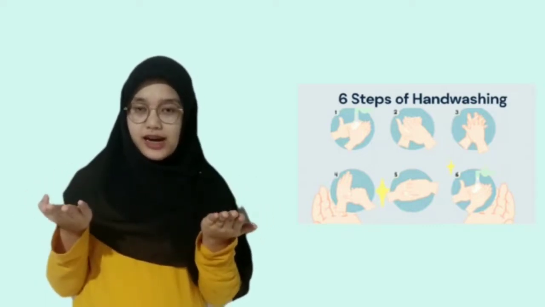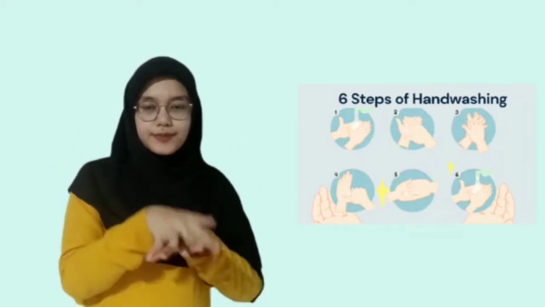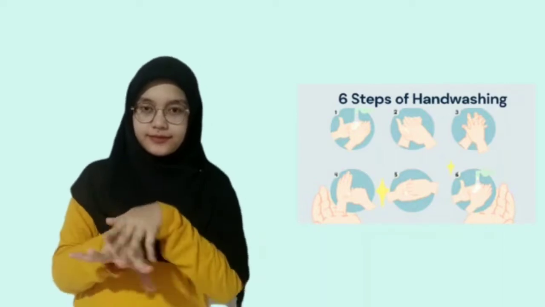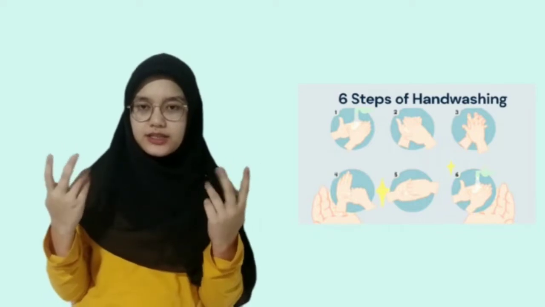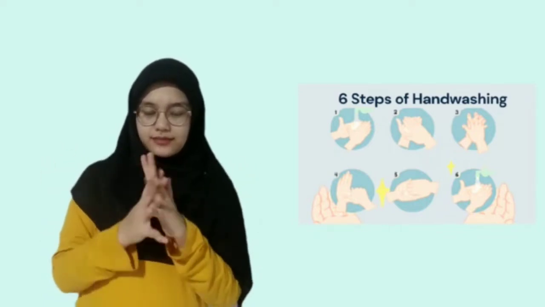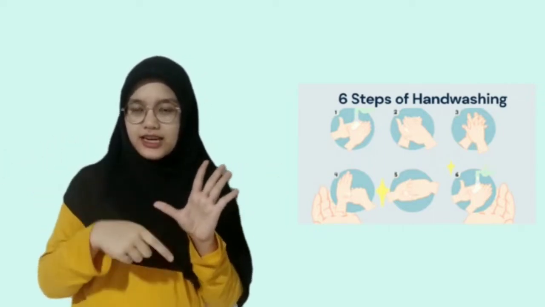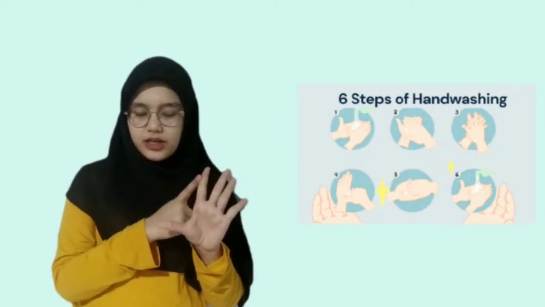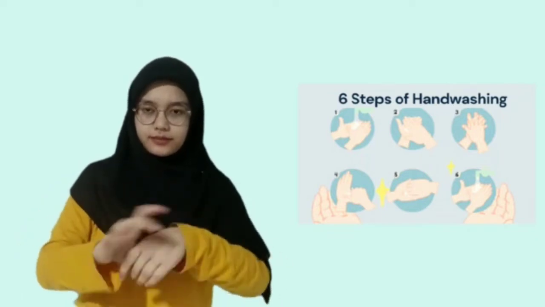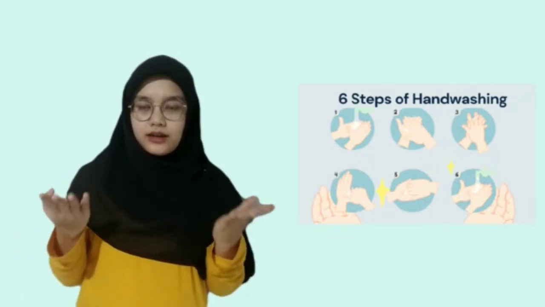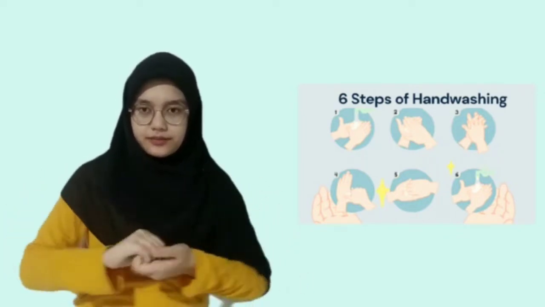After that, rub over your hands on both sides, front and back. The third step is to interlace your fingers and rub them together. The fourth step, rub your thumb in a rotating manner between the index finger and thumb. After that, interlock your fingers and rub the back of the fingers.